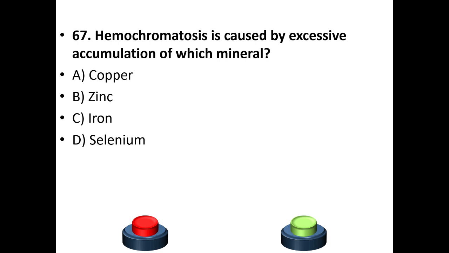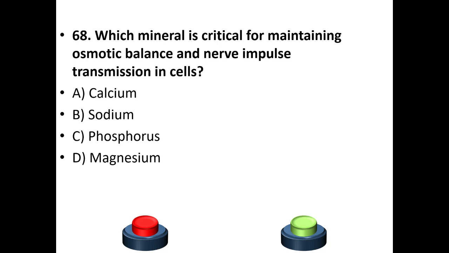67. Hemochromatosis is caused by excessive accumulation of which mineral? Copper, zinc, iron, selenium. Which is the answer? Your answer is C, iron.